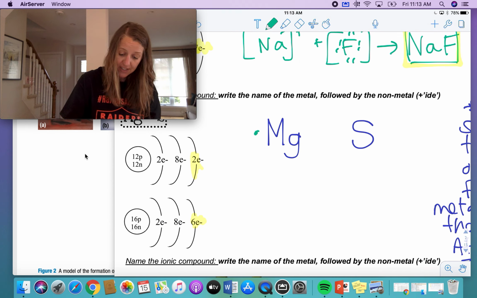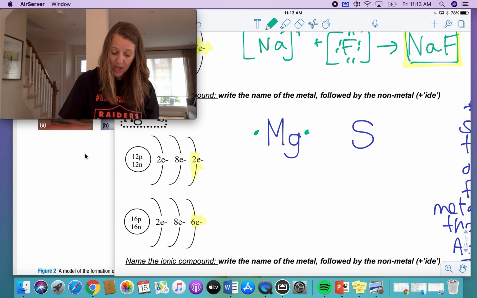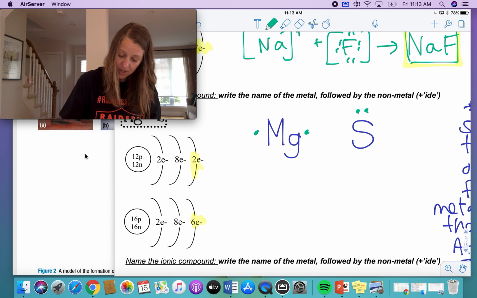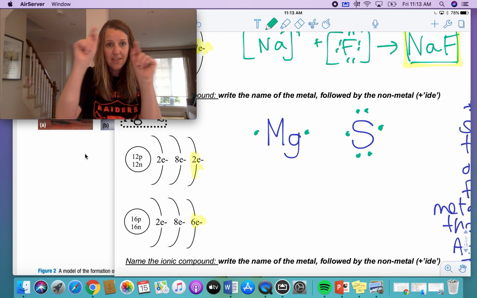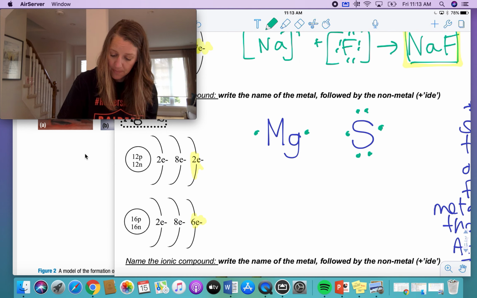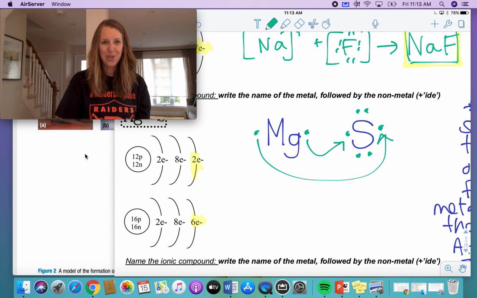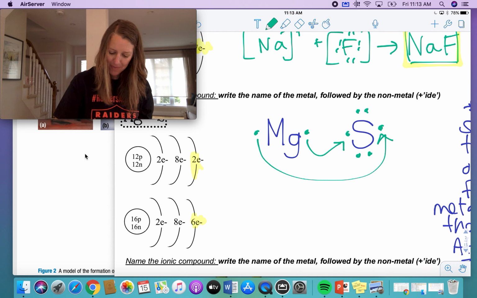Magnesium has 2 valence electrons. It's in group number 2. Sulfur has 6 valence electrons. Let's show all 6 valence electrons. Remember, you would fill up the 4 first, then go back around and fill up the other ones. This electron can go here to make it happy. This electron can go here to make it happy. Isn't this cool? Okay, so very good.